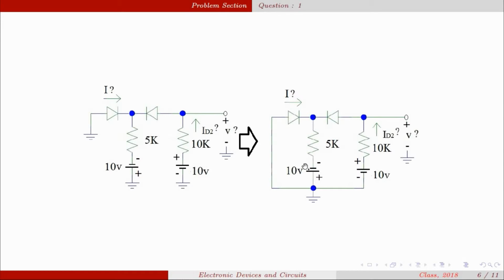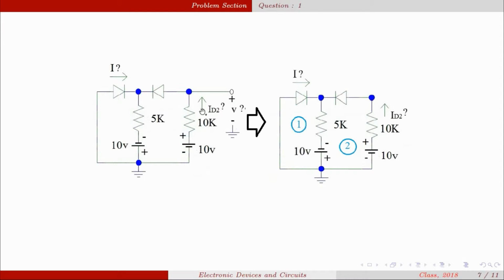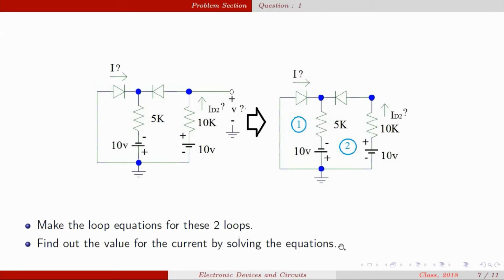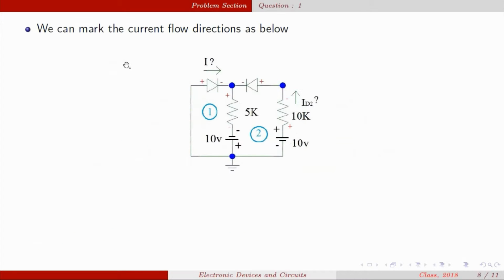By solving these two loops we can find out the values of I and ID2. First we have to make the loop equations for these two loops, and then solve the equations and find out I and ID2. Before that, just mark the current flow direction.